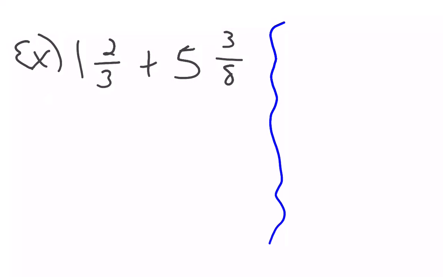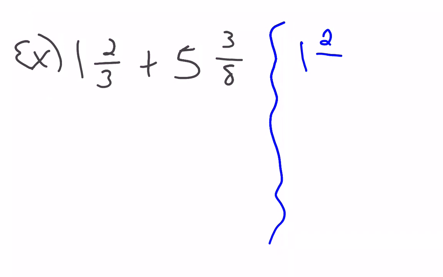Next example, 1 2/3 plus 5 3/8. So same process, except we have a mixed number. In this case, there's several different ways that we can go about this. But the one that I'm going to do is let's convert that mixed number to an improper fraction. So how do I do that? So I'm just going to try to draw a squiggly line for some scratch paper.